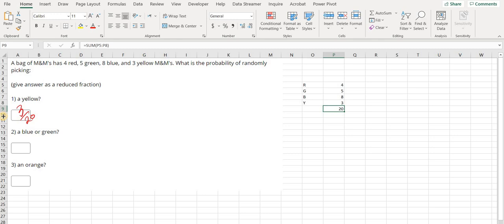What is the probability of selecting a blue or green? Blue or green, that means we're going to combine both of them together, the blue and the green. Combine them, blue or green, that is 5 plus 8, 13 out of 20. And then an orange one is going to be, since I don't have an orange M&M here, the probability is going to be 0.